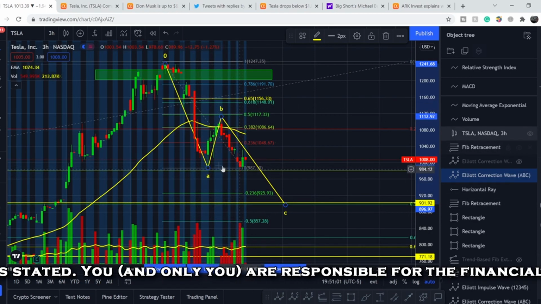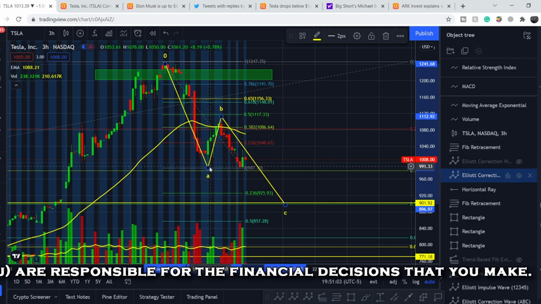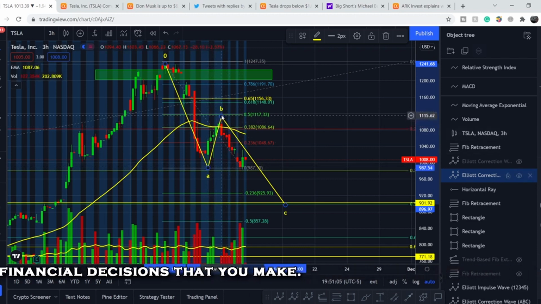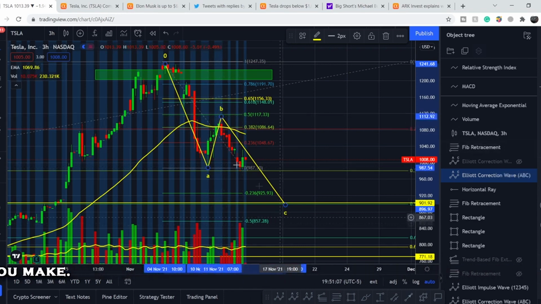And with this breakdown lower than this point, we confirmed that this top was the top of our B wave, and we have to land the bottom of our C wave. So everything is 100% expected, and you can count on my technical analysis as a part of your due diligence, because I nailed basically all of the movements of Tesla with my TA.